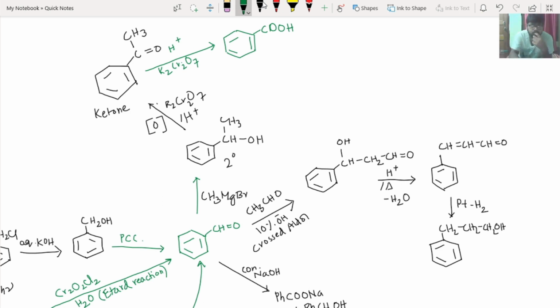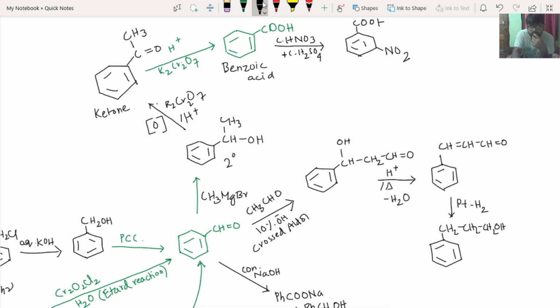Alright, now we can do nitration on this benzoic acid. Okay, this is benzoic acid, and we can do nitration on benzoic acid by using concentrated nitric acid and concentrated sulfuric acid. So what are we going to get? We are going to get the meta nitro product.